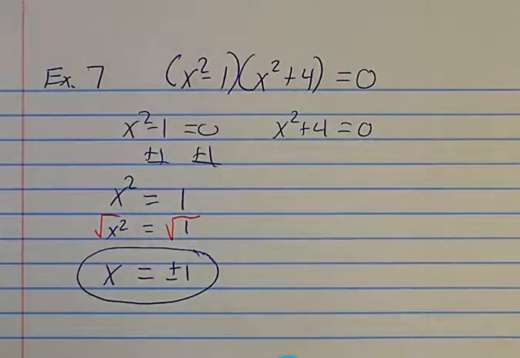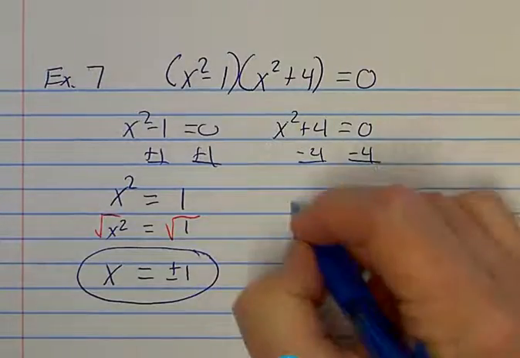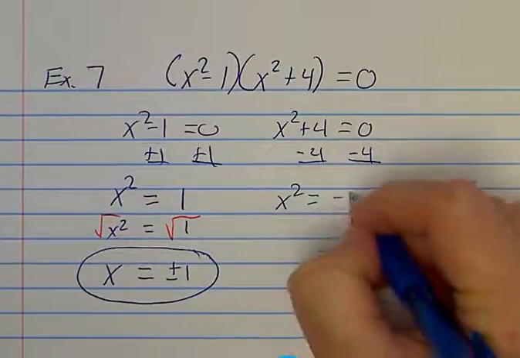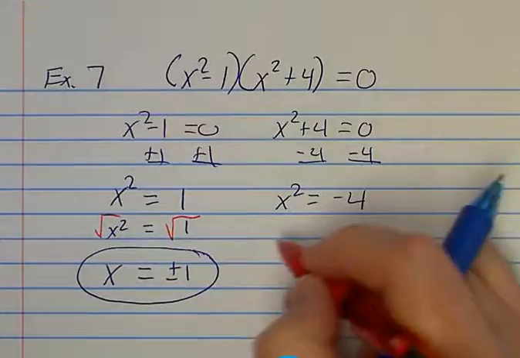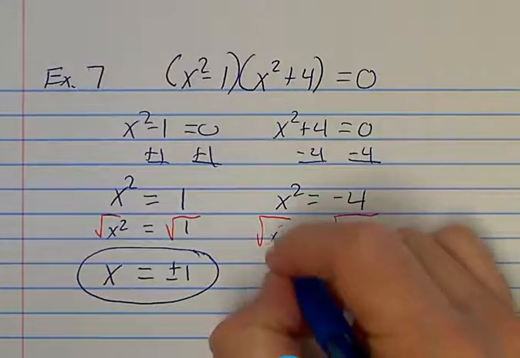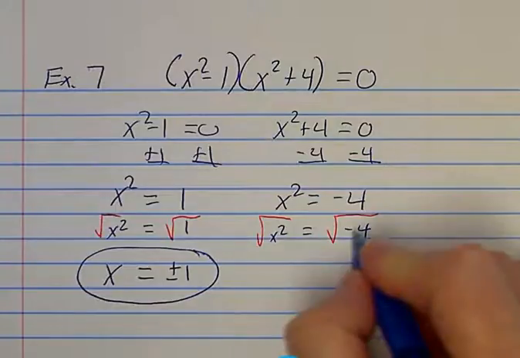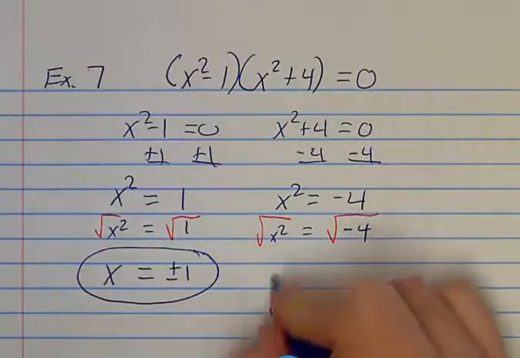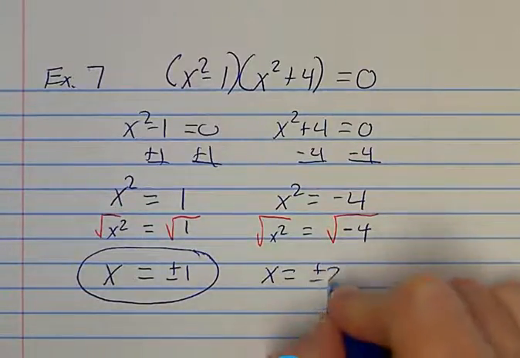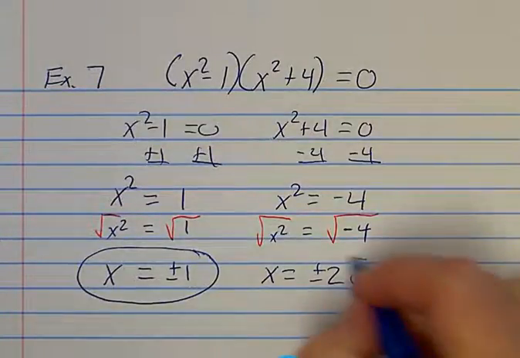And we'll do the same thing with the 4. Subtract the 4. So we've got x squared equals negative 4. Square root both sides. And again, the only difference with this one is it is a negative 4. So in your answer, instead of just being plus or minus 2, the negative means we put the i in the answer.